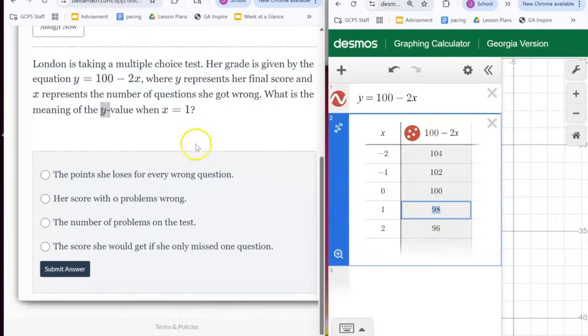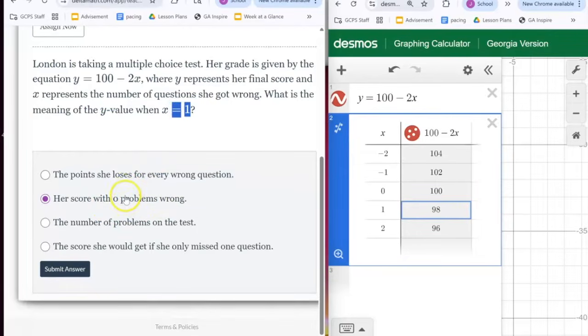That's what that means. However, on this, I only get 1. So I say if she gets 1 question wrong, she will have a certain score on the test. That's what I'm looking for here. The points she loses on every question she gets wrong. Nobody said anything about earning, losing, nothing. I said, again, she's going to get 1 question wrong, and then she's going to get this certain grade. Her score with 0. Did anybody ask with 0? Nobody. Again, x is 1 question wrong.